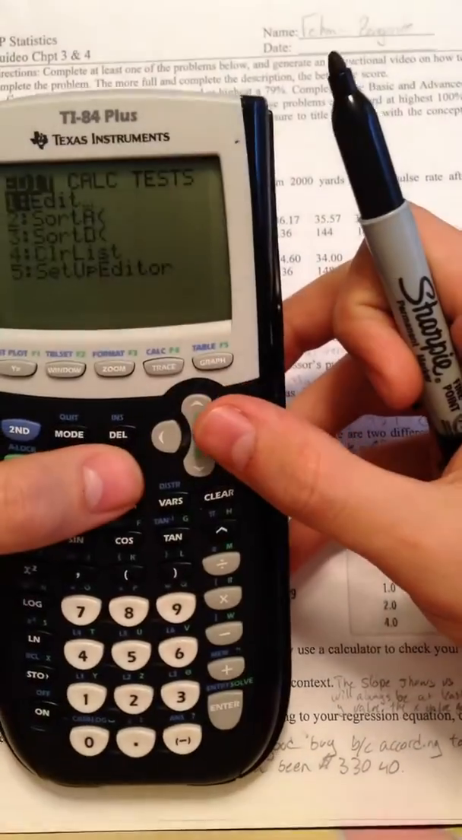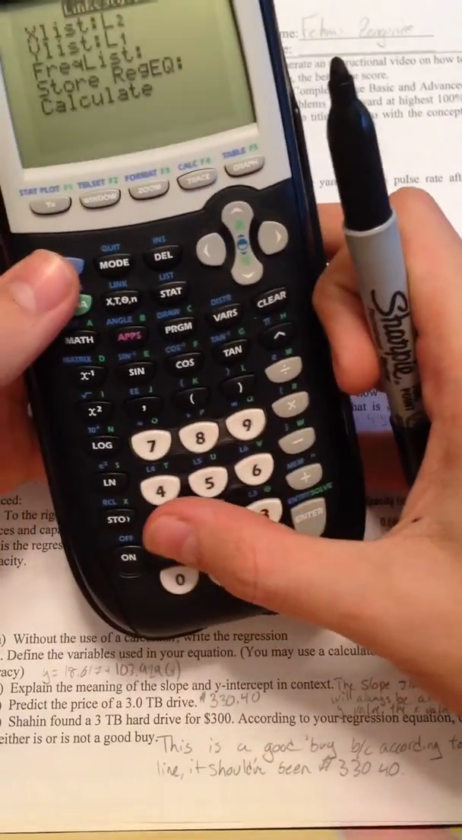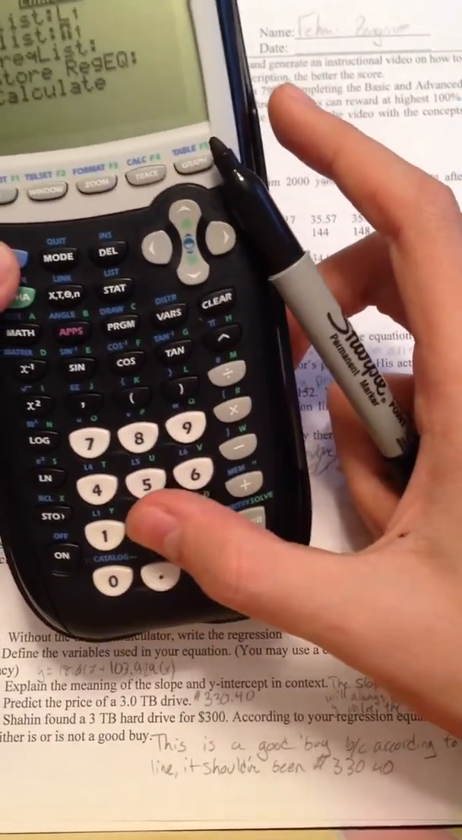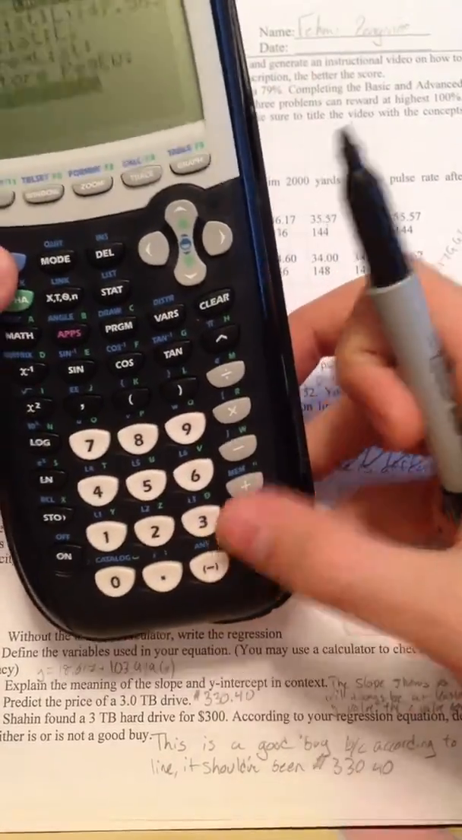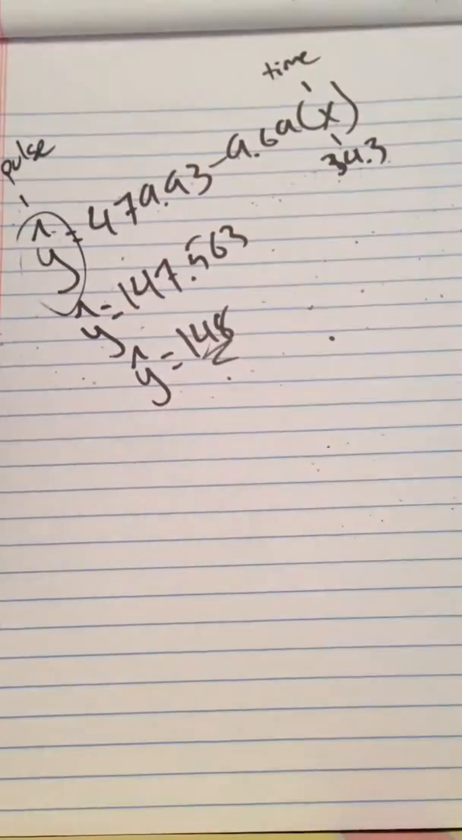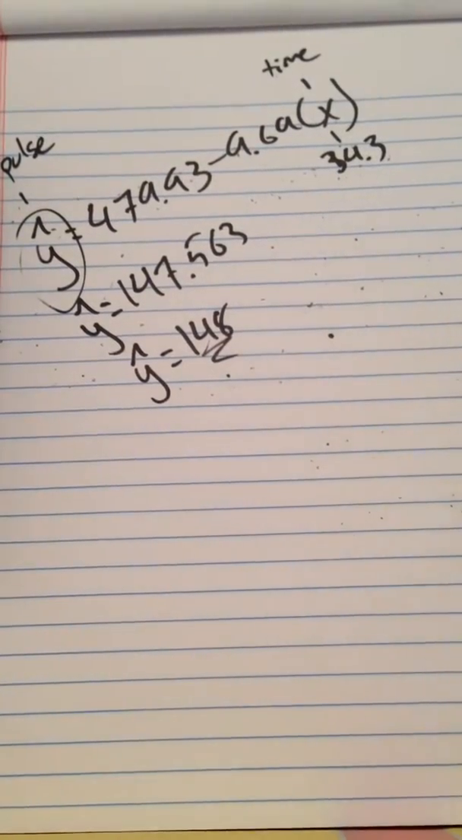So all you would have to do is go to Stat Calc 8. Make sure your X list is your X value. For me, that's L1. And your Y list is your Y value. For me, that's L2. Calculate that. And boom. That's your regression line. B.